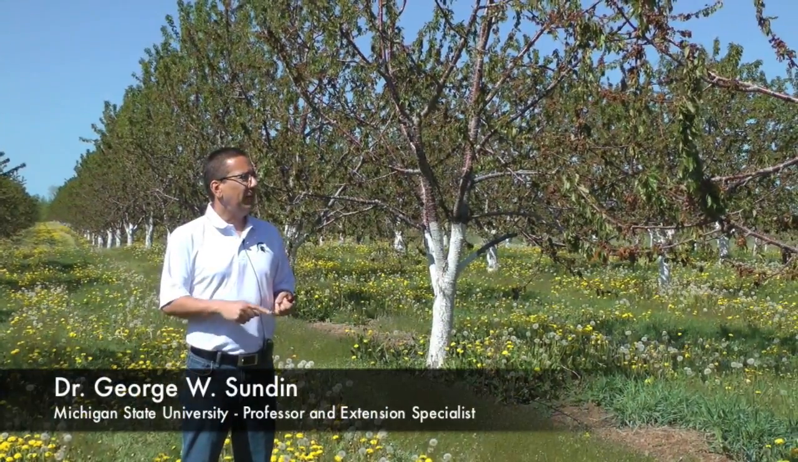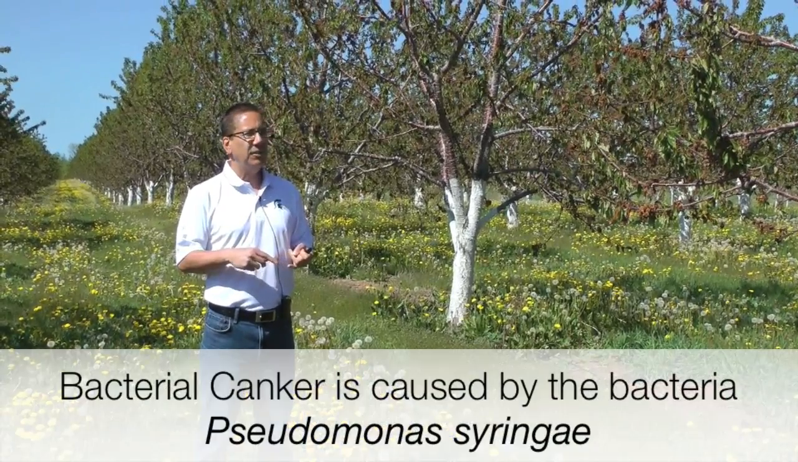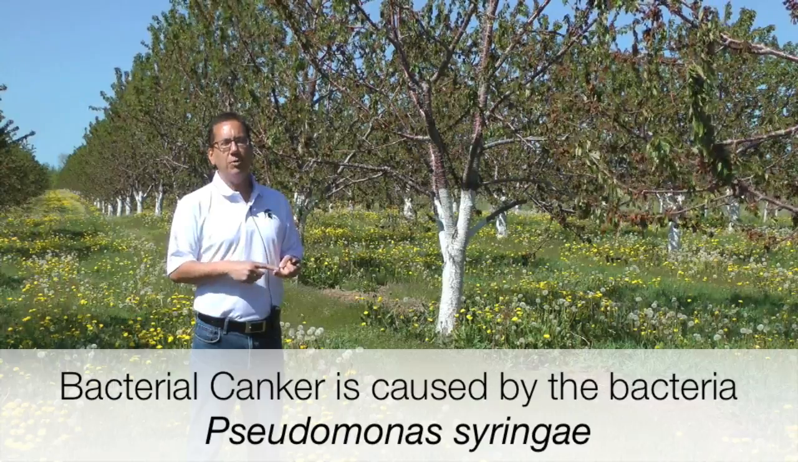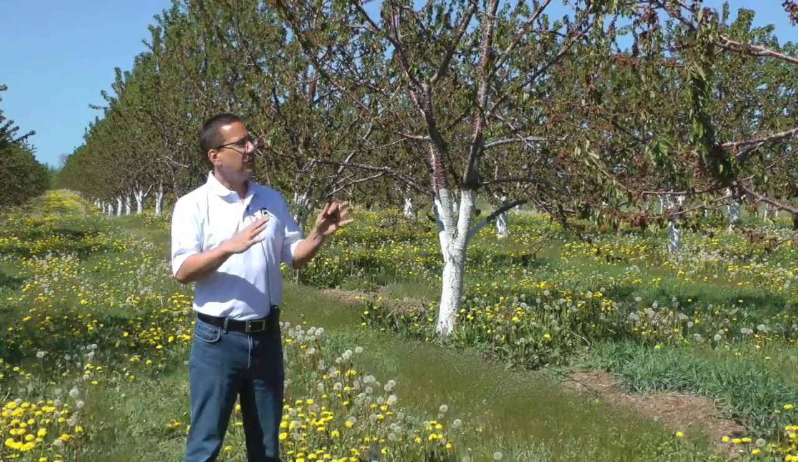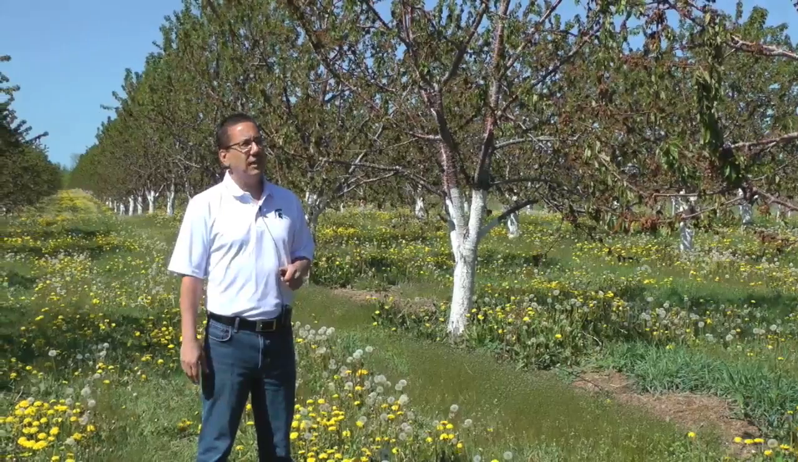This disease is caused by an organism named Pseudomonas syringae. There's two types of Pseudomonas syringae that cause bacterial canker. We categorize them as Pathovar syringae and Morus spinorum. On sweet cherry, it's the Pathovar syringae that causes the most damage.